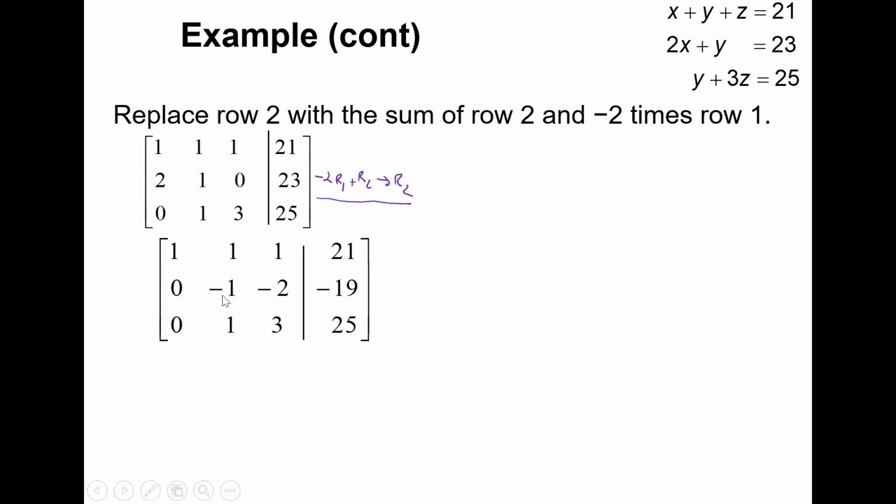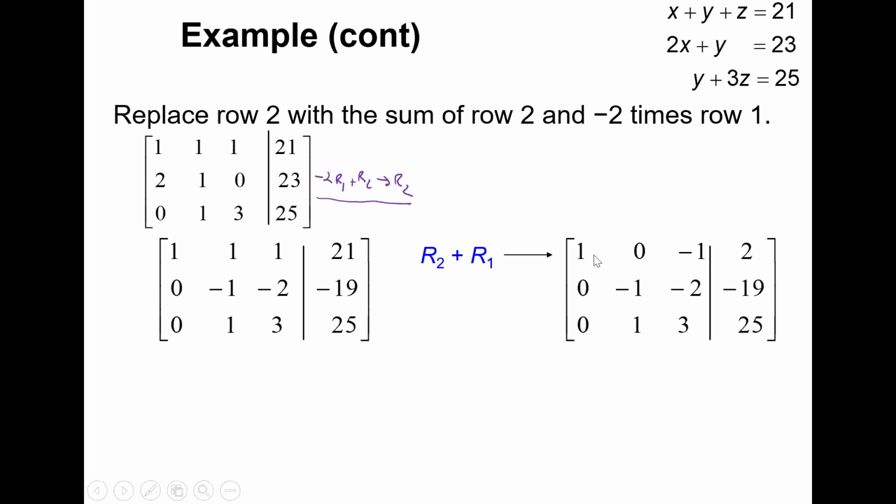Now the next thing we need to do is make this a 1. Now they're saying take row 2 plus row 1, but they're going about this in a backwards way usually. Usually you start here and you work your way down and get all the ones down here, and then you work your way up. Works either way, it doesn't matter. But now they're saying, okay, let's take row 2 plus row 1.